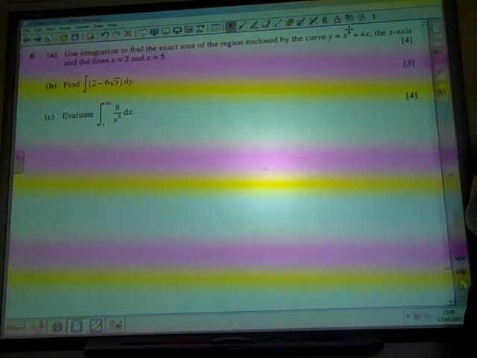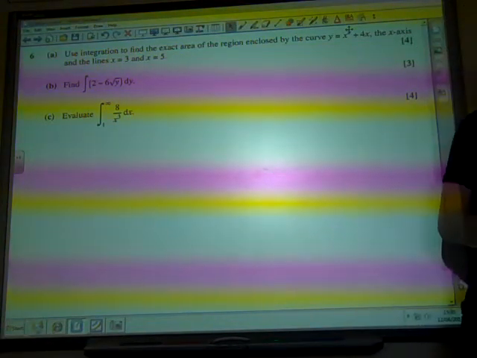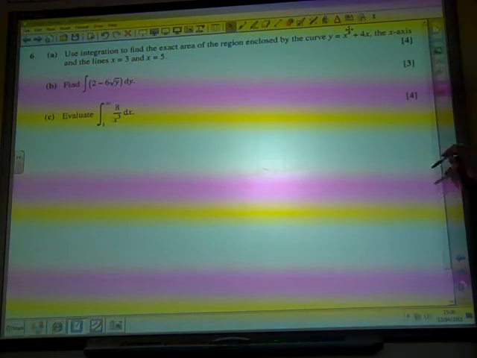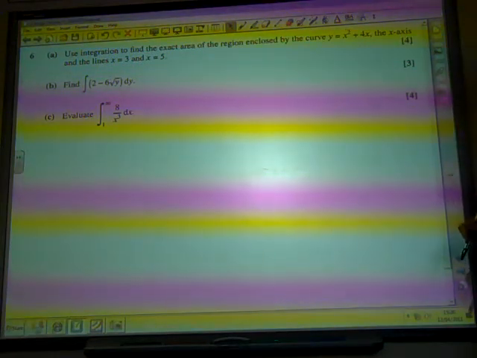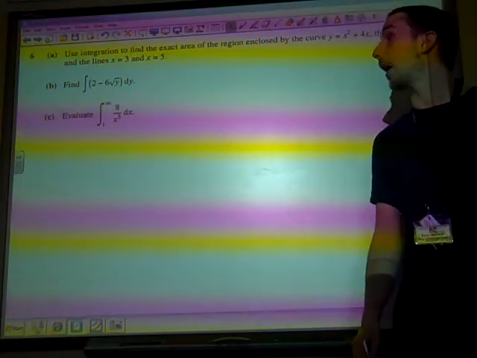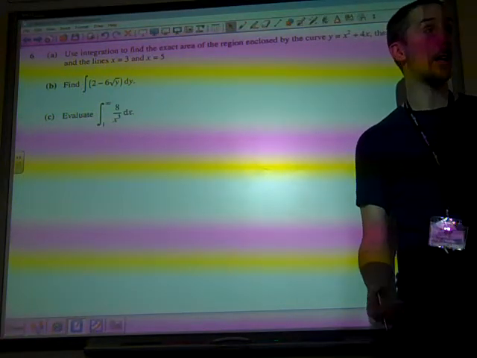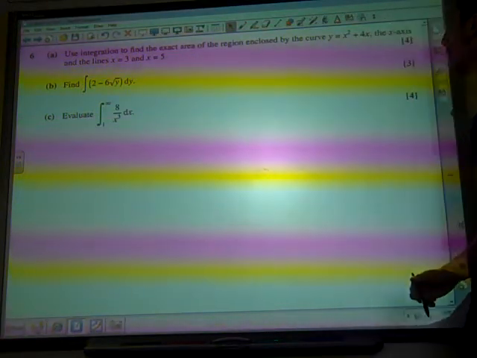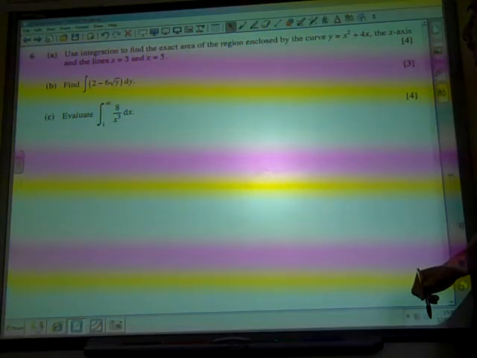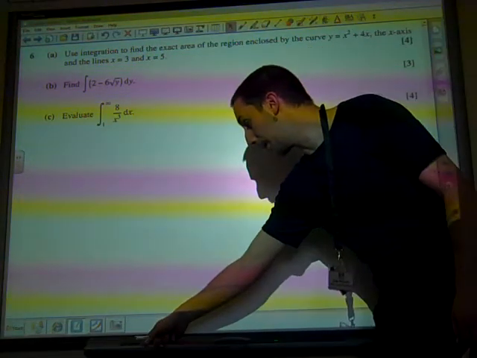Use integration to find the exact area of the region enclosed by y equals x squared plus 4x, the x-axis, and the lines x equals 3 and x equals 5. We don't need to know what this looks like. They haven't given us a diagram of it. If we really felt we wanted to, we could do a sketch of it, but it's not a big deal.